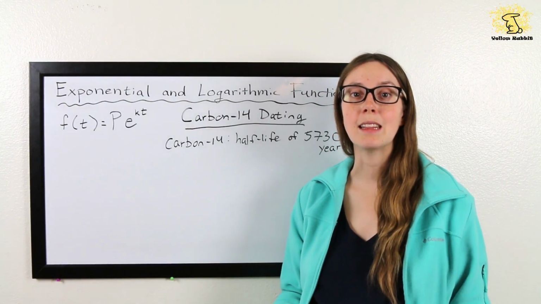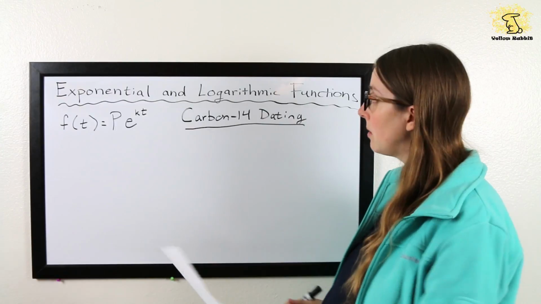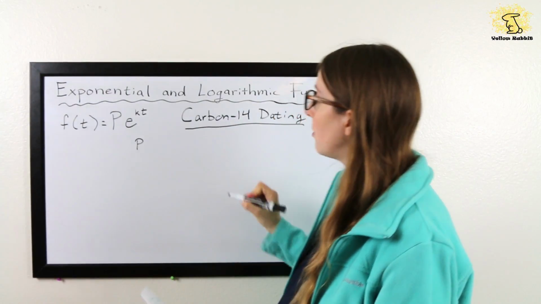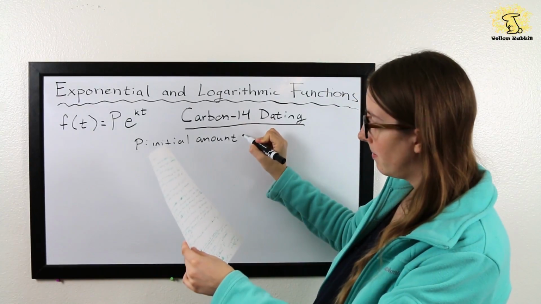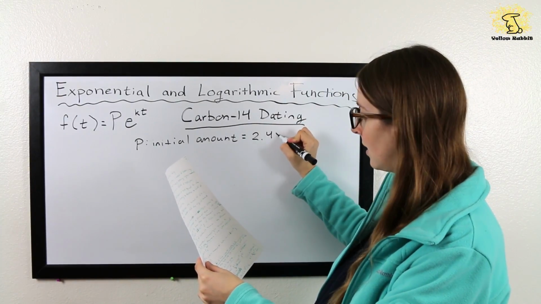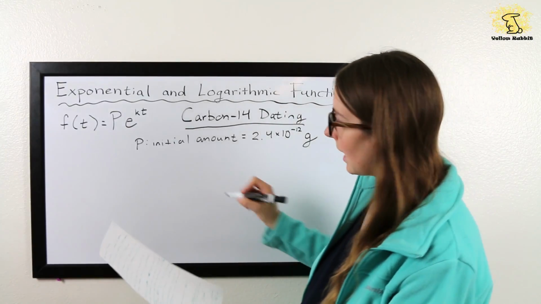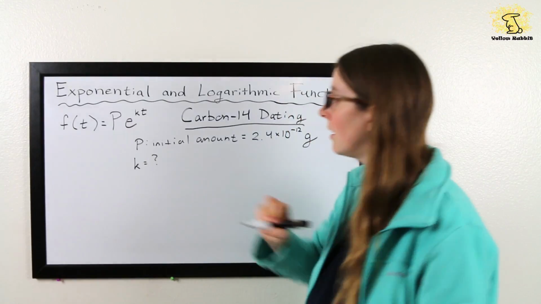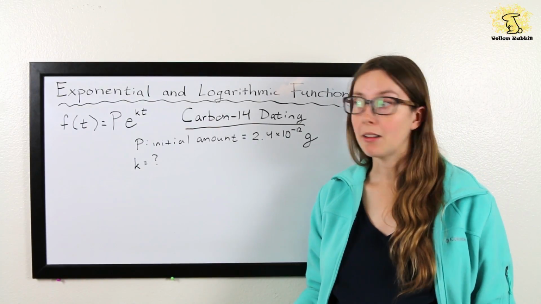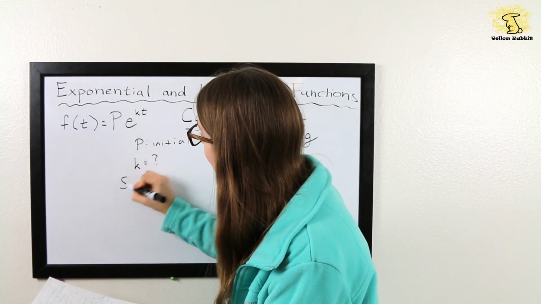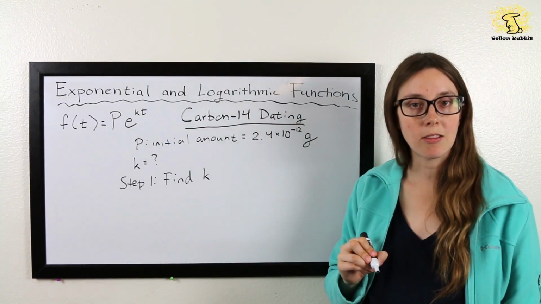So there's a lot going on here. Let's take this problem step by step. Let's start by writing out all of the relevant information. So we were told the initial amount of carbon-14 that would have been in this document, and it was equal to 2.4 times 10 to the negative 12th grams. We were not, however, told what the value of k, the growth constant, would be. This is going to pose a problem if we want to do our final calculation. So let's take a step 1, which is find the value of the growth constant. So find the value of k.